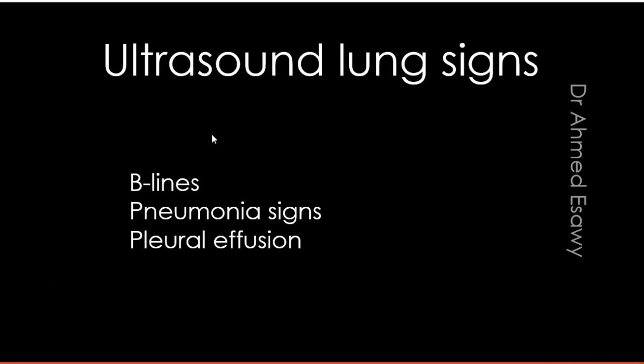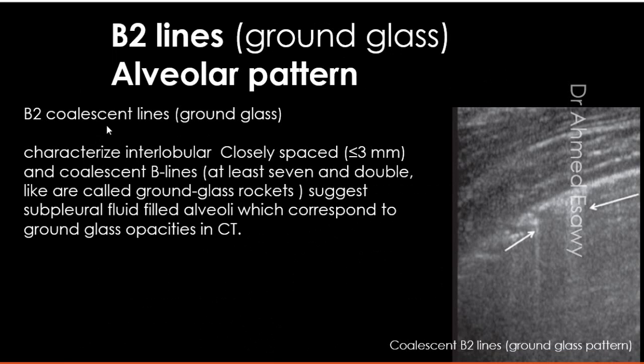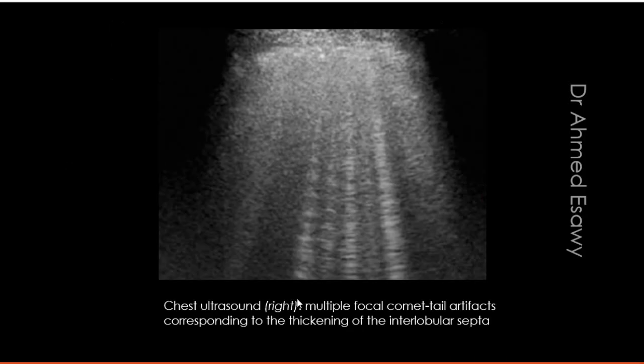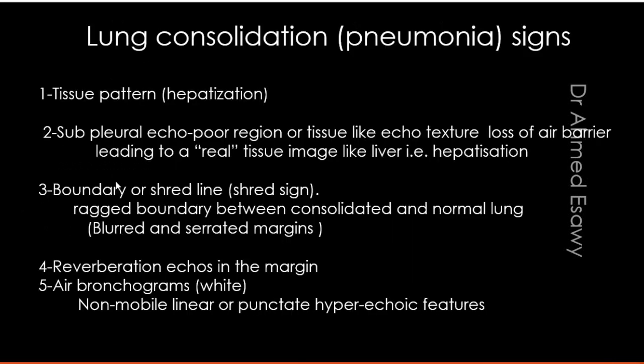Ultrasound lung signs: A lines, pneumonia signs, pleural effusion signs. B lines: ground glass lung with alveolar pattern. B2 lines: coalescent ground glass pattern. This is chest ultrasound, multiple focal comet tail artifacts in interlobular septal thickening.